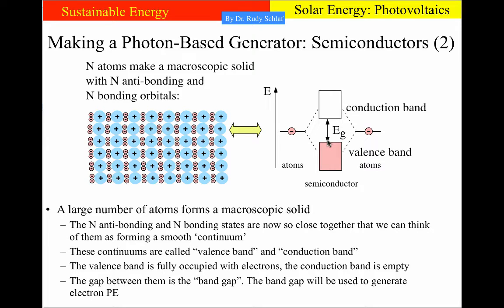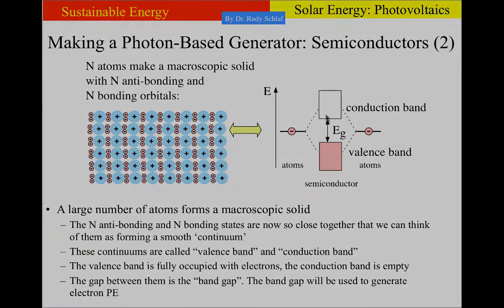The energy difference between the upper end of the valence band and the lower end of the conduction band is called the band gap, and that is typically symbolized with Eg. E gap, the energy of the gap. And this gap essentially determines the minimum photon energy that is needed to bring an electron from down here up here. All semiconductors have a specific band gap that is characteristic for the particular material.